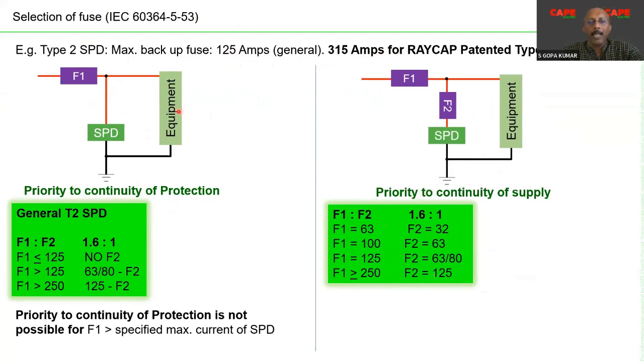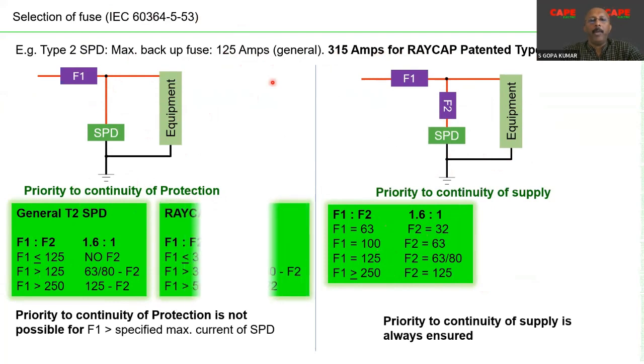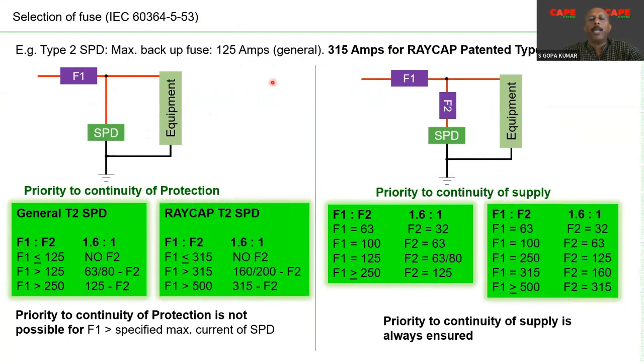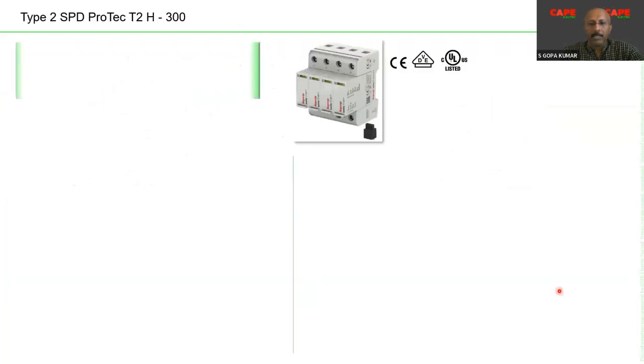So while selecting and installing an SPD, please be very careful. Find out what priority you have, and based on the priority, you select the appropriate fuse. The rating of the fuse in the case of the SPD which we sell in the market is a little bit different. It's not 125 amps, it is actually 315 amps. But again, the method of selection remains the same.